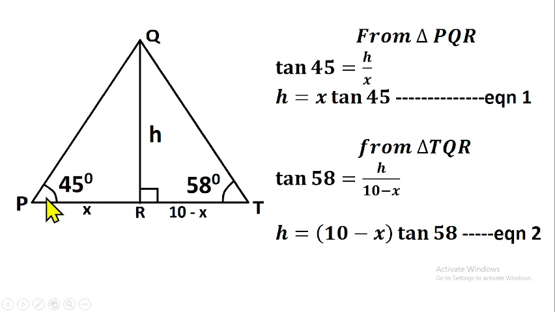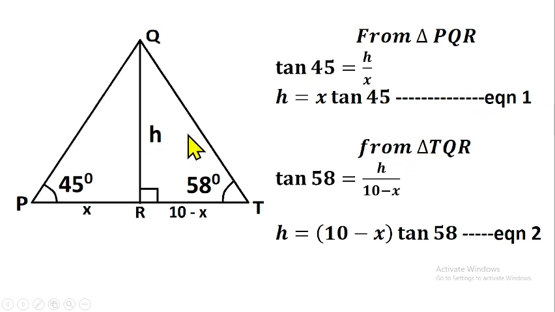Opposite over adjacent. So tan 45 will give us h over x from triangle PQR, which is a right angle triangle. Tan 45 is h over x. From there, we can make h the subject of the formula by cross multiplying. So h will be equal to x times tan 45. That will give us equation 1.